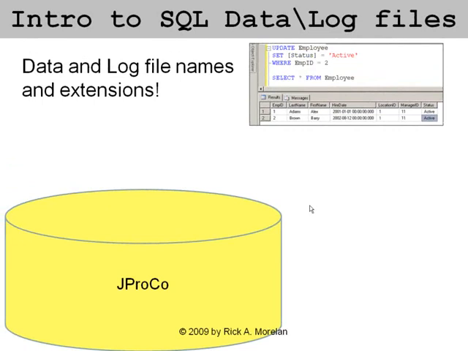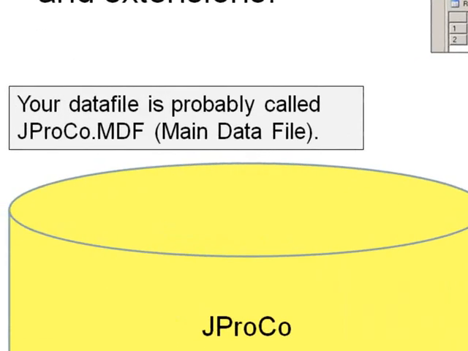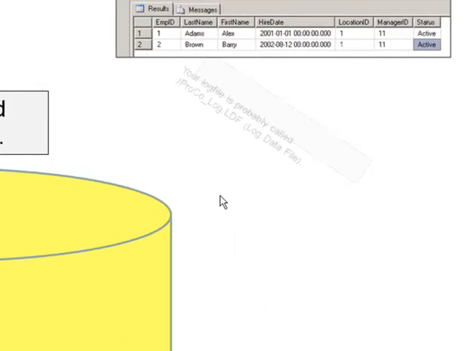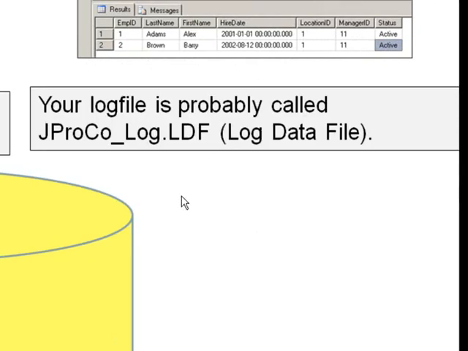Okay, now how about, what are these called? Where do you find them? Well, your data file is probably called jprocode.mdf, your main data file. And your log file is probably called jprocode_log.ldf, or your log data file.